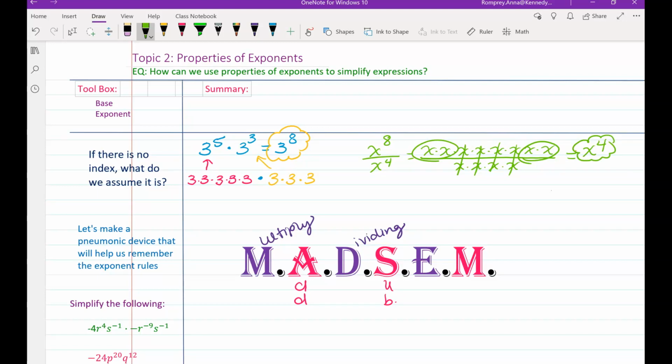So we just proved when dividing, as long as we have the same base, we can subtract our exponents. So keep the base, subtract the exponent. So x to the 4th, we are left with 4 x's.